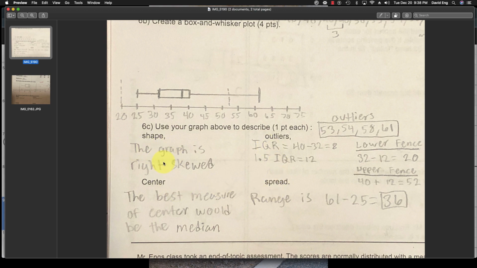If you thought these were approximately normal, you can get that if you found the mean to be around 39 and the median to be 38. So they're roughly the same, so you can say normal and then the mean, or if you said right skewed, then the best measure is median, that would have given you full credit.